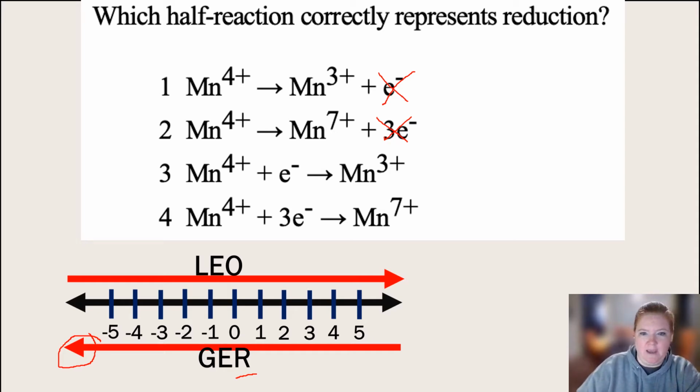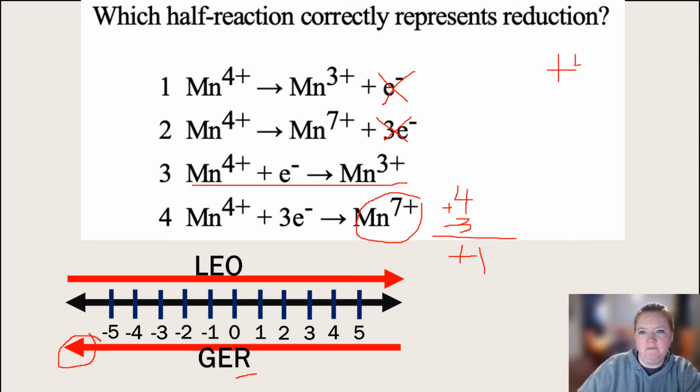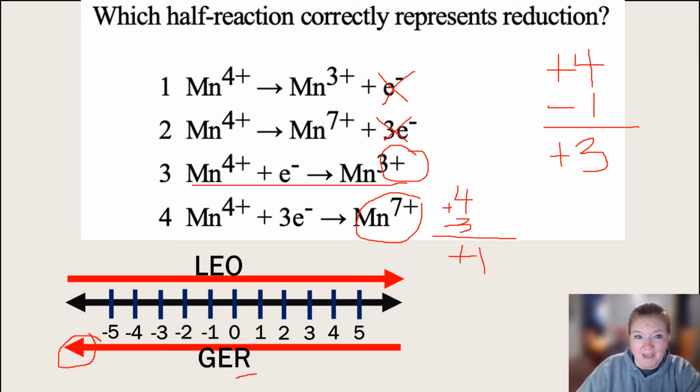So let's look. I have 4 plus and 3 negative. What would that give me? Positive 1. Is that what I have on this side? It is absolutely not. So hopefully this one works out. So I have positive 4, and then I have 1 electron, so that's negative 1. When I combine those, I get positive 3. Is that what I have on the other side? Absolutely. So this is my answer.